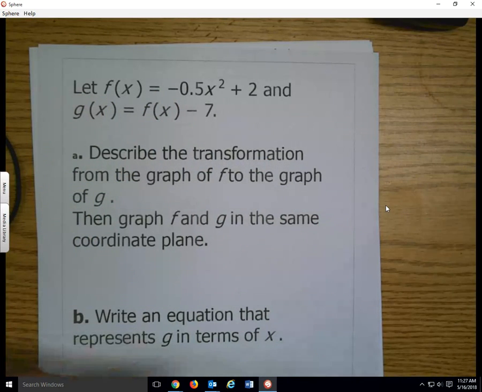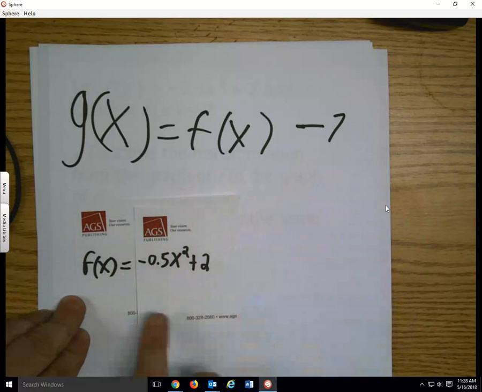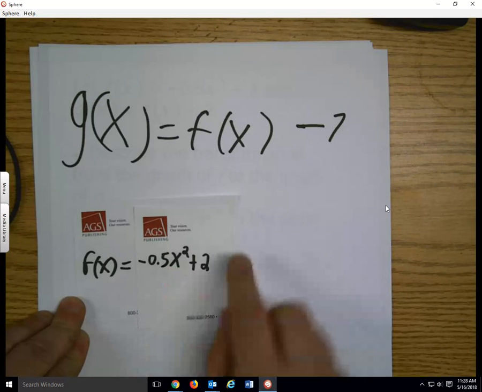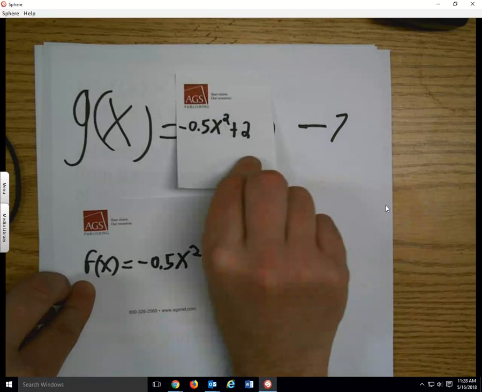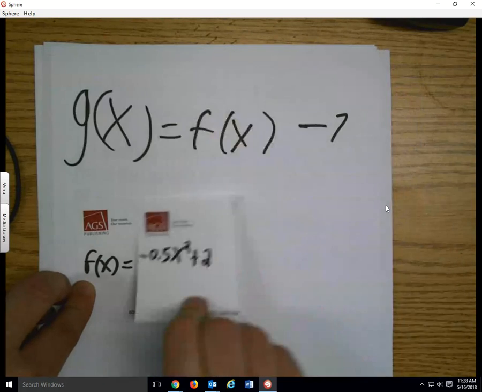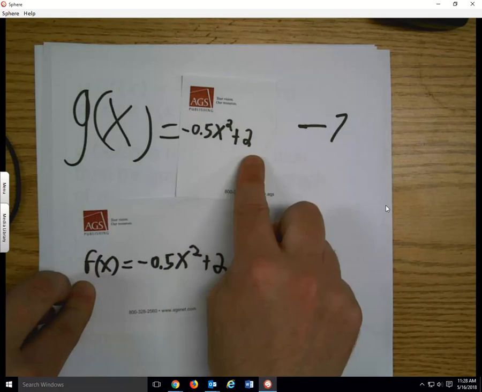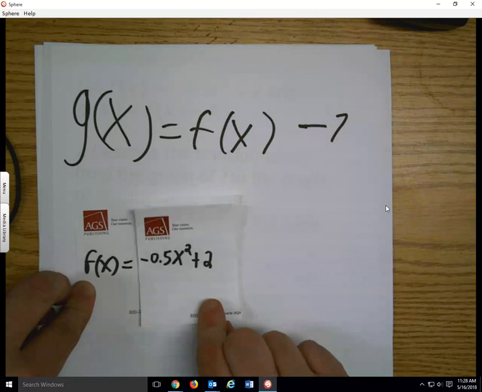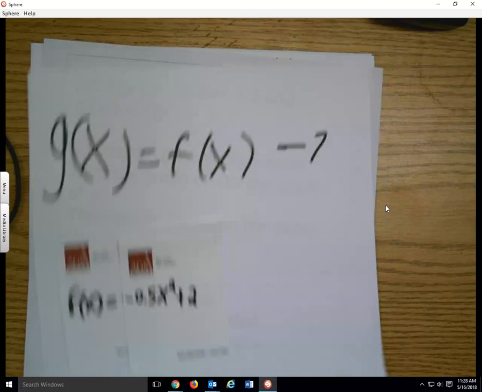Another way to look at it would be to take these two equations, g of x equals f of x minus 7, and f of x, which is negative 0.5x squared plus 2, and put the f of x in the place of the f of x up here. You're substituting it in. And so really, g of x is the same thing as that negative 0.5x squared plus 2, but you're just doing an additional minus 7. See how it's the f of x? It's the same thing.